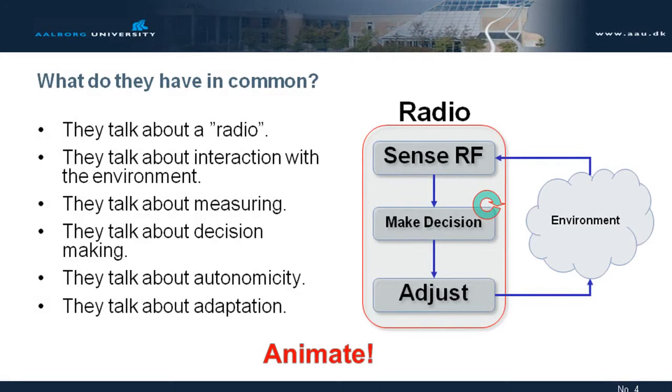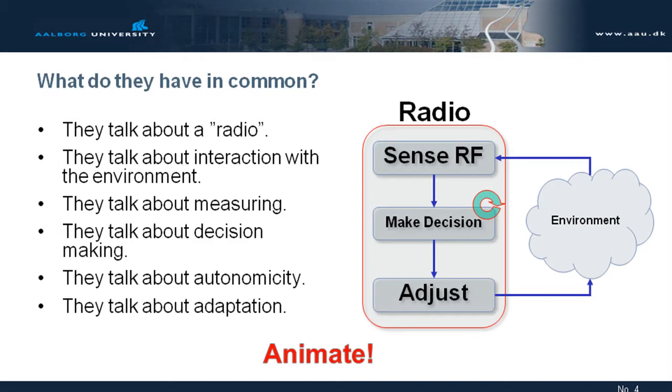And then we talk about measuring. This means that they have the environment, and first of all, they measure something from it. Even in this case, it's not always true. And then we talk about decision making. This is one of the most important processes of cognitive radio. Without making a decision, we do not have cognitivity. This is one of the main enablers.